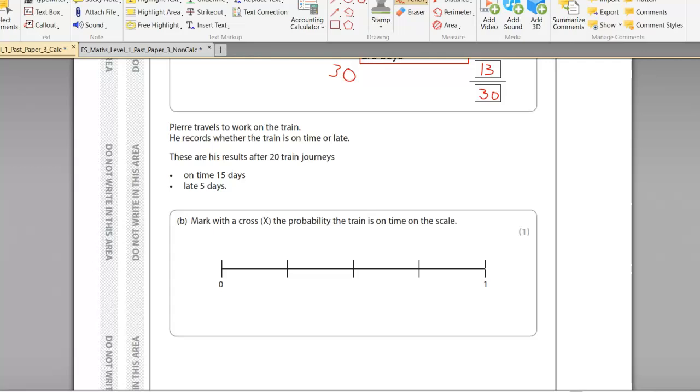Pierre travels to work on the train. He records whether the train is on time or late. These are the results after 20 train journeys. So after 20 journeys, the train was on time 15 days out of 20, and it was late on 5 days out of 20. Mark with a cross the probability the train is on time.